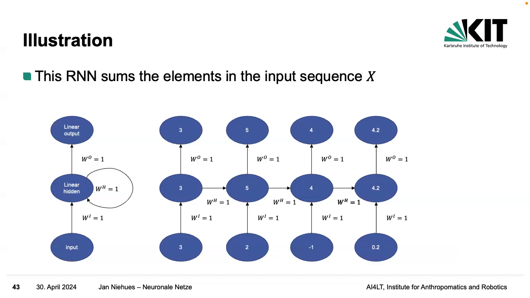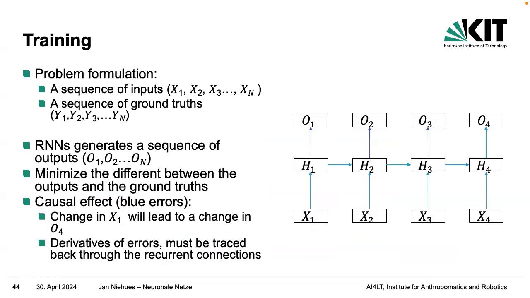Good. So any questions before we look into how to train things? From the training perspective, it's similar. We now have, again, a sequence of inputs. We have a sequence of ground truths. The sequence lengths have to be the same. So we have the one-to-one mapping layer. And then our neural network generates outputs, which have the same length. And we want to similarly minimize the difference between the desired outputs and the outputs that we generated.